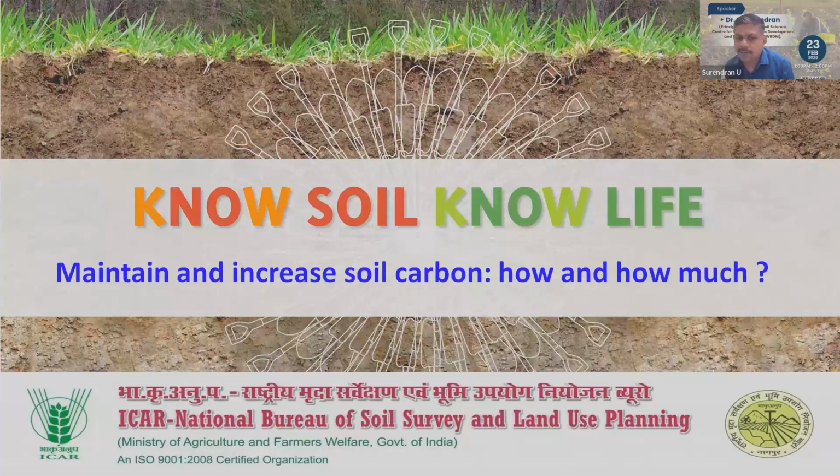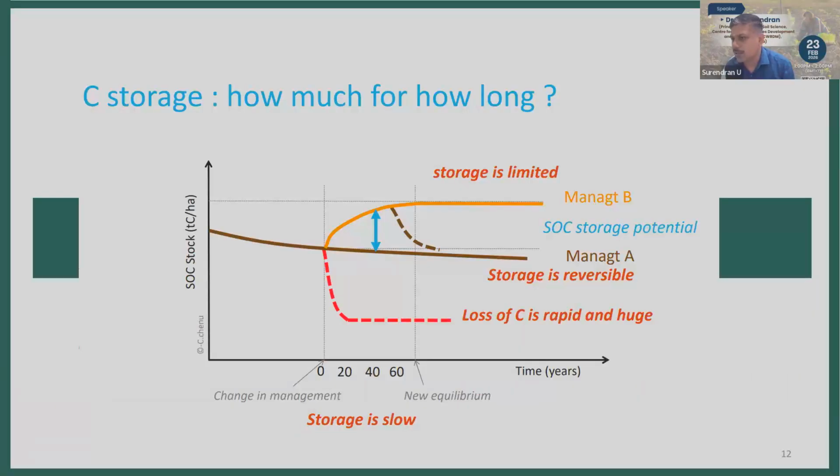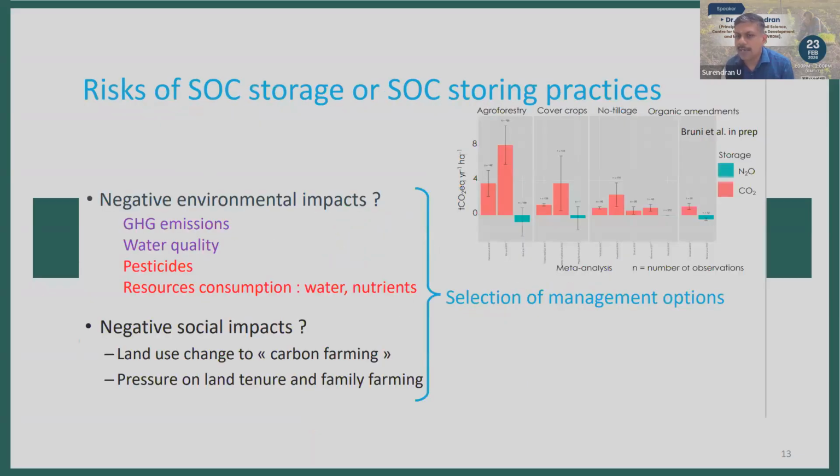But before going into that, we should know how and how much we can increase, because for this carbon there is a saturation point, or storage potential, a limitation. So even if you have different management strategies or options, at the point at which it reaches saturation, beyond that, if you add more, the emission may be more, so that will have a definite negative impact as well. So we need to understand these mechanisms, and whether any negative environmental or social factors are present. Based on that, you need to select the management options.